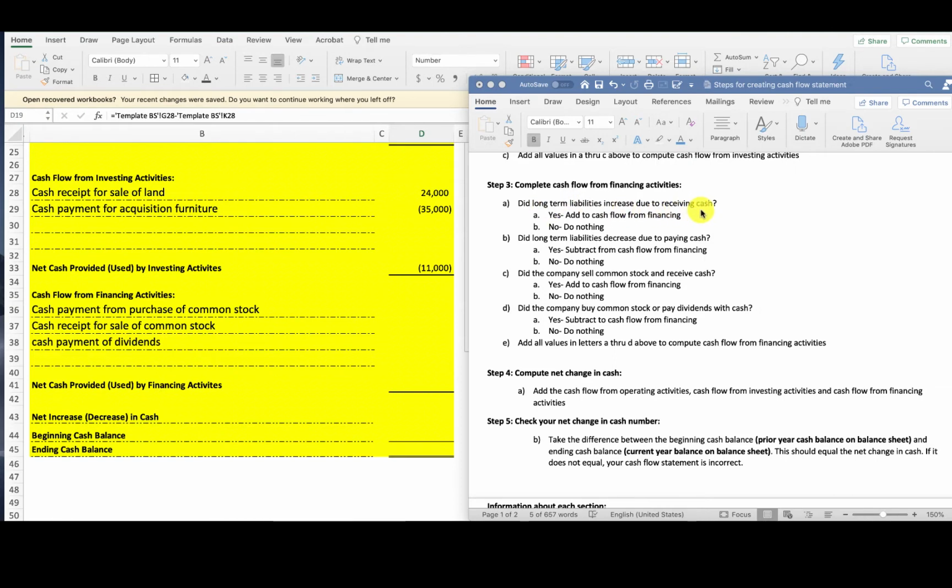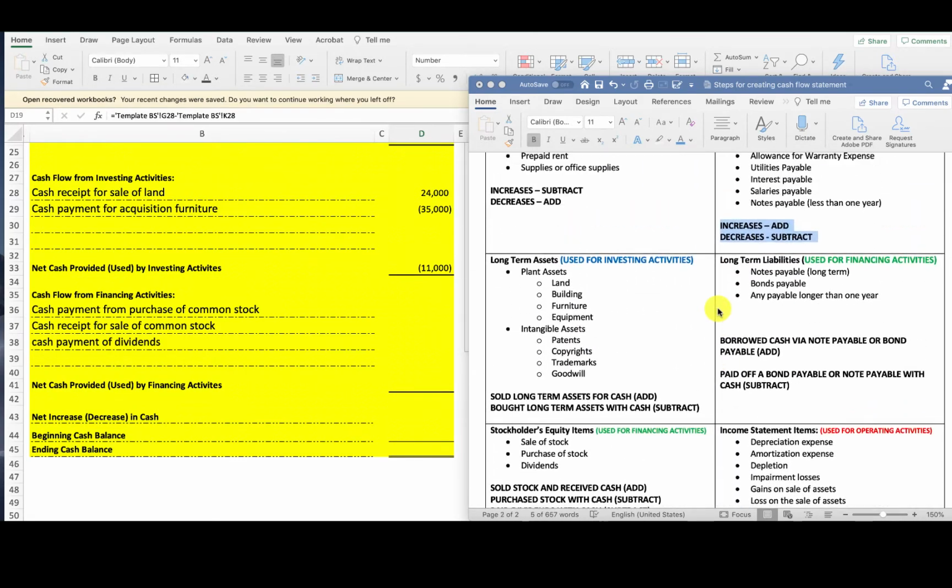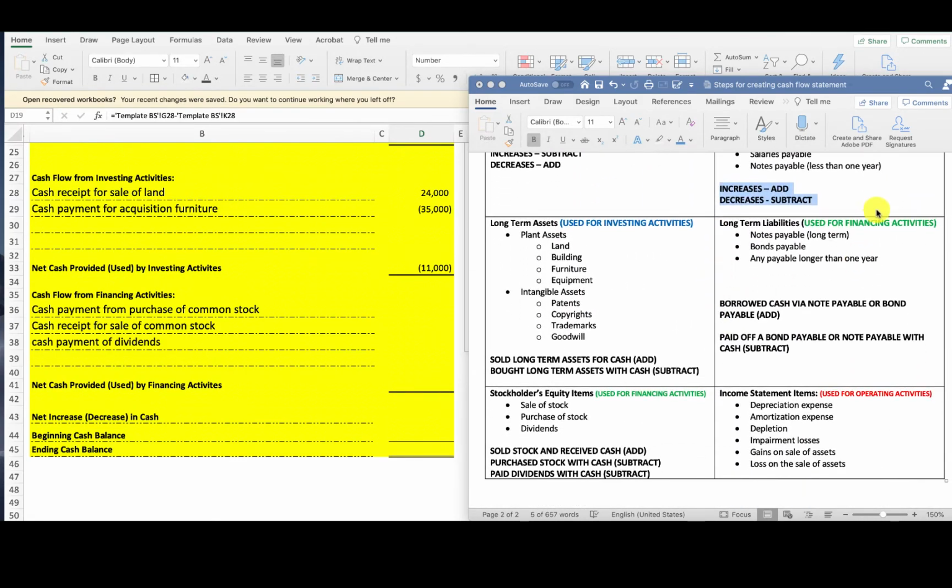If you borrowed money and received cash, you add. If you pay off debt with cash, then you subtract. If you sell stock and receive cash, you add. If you buy back stock or pay dividends, you subtract. And down here at the bottom, you will see long-term liabilities. These are the two for financing activities, right?